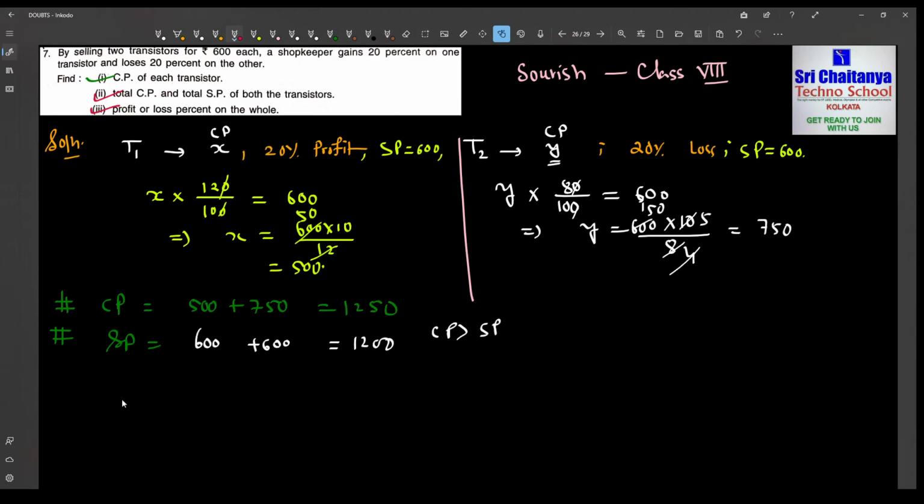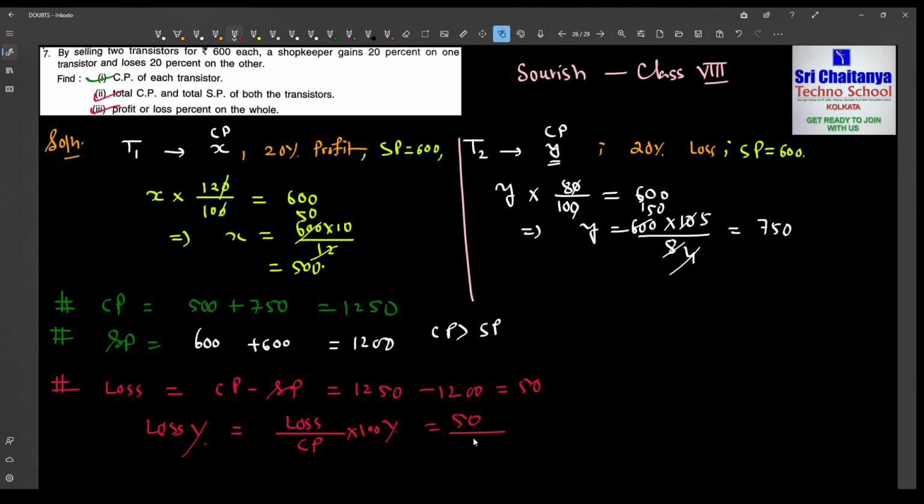Third question, profit or loss percent on the whole. Here we observe that we are suffering from a loss, and the loss is CP minus SP. So now 1250 minus 1200, so you have only 50 rupees loss. Now we are going to calculate the loss percentage. Loss percentage is equal to the amount of loss divided by CP into 100%. So here the loss is 50 rupees out of 1250 into 100%.